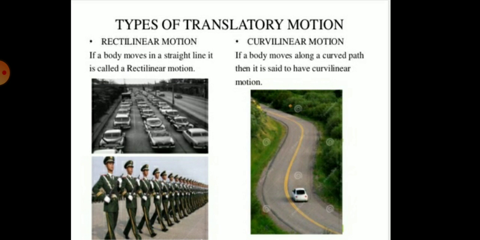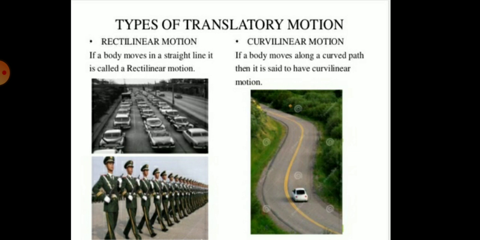Basically, translatory motion is of two kinds. First is rectilinear motion and second is curvilinear motion. Rectilinear motion: when a body moves along a straight line, the motion described by the body is called rectilinear motion. For example, a car moving on a straight road, a train moving on a straight rail track, a freely falling stone, and a coin moving over a carrom board.